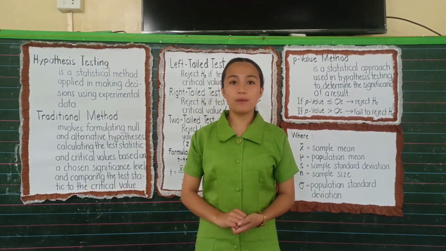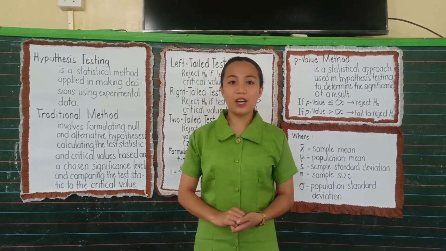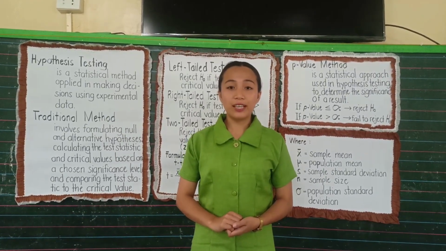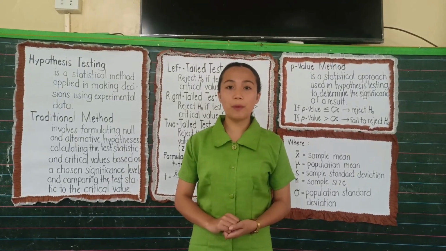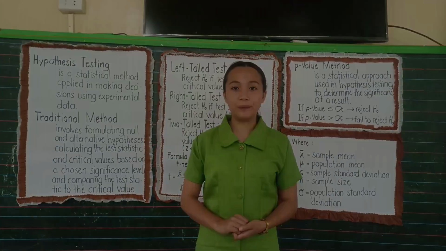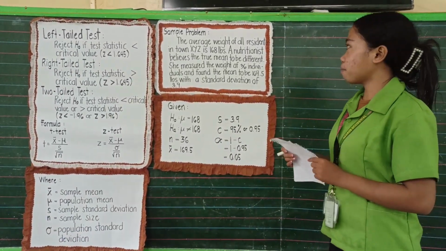Both methods help us decide whether to accept or reject a claim based on our data. The traditional method uses critical values, while the p-value method uses probability, but both lead to the same decision in the end. After discussing the two methods, here are the sample problems.